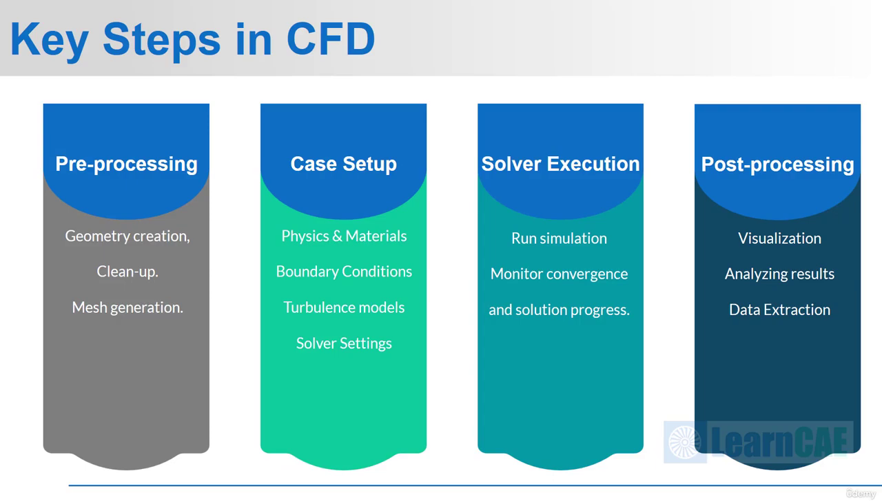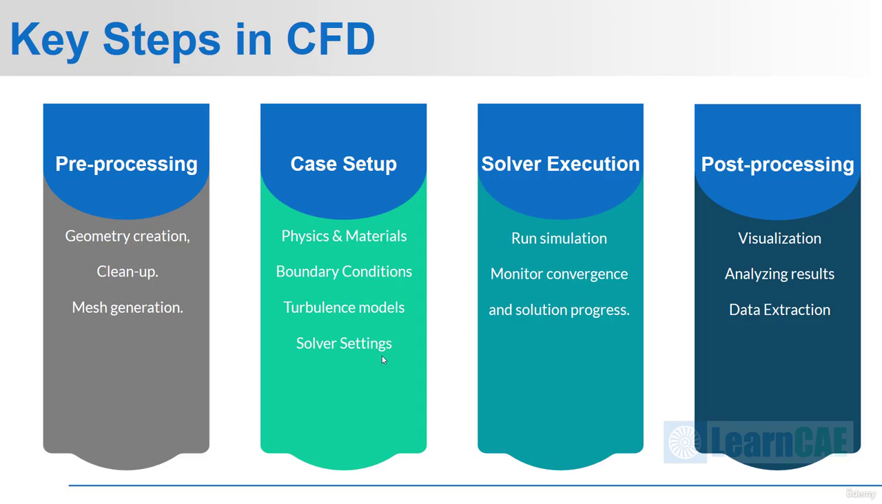Okay. Next we shall see the key steps in CFD. There are major 4 steps involved in CFD analysis. The first one is pre-processing, the next one is case setup, followed by solver execution and post-processing. Pre-processing includes geometry creation or cleanup of any existing geometry or imported geometry, and then mesh generation. Next, once the mesh is generated, we will define the physics and material property in the case. We will specify the boundary conditions, turbulence models, solver settings, etc.